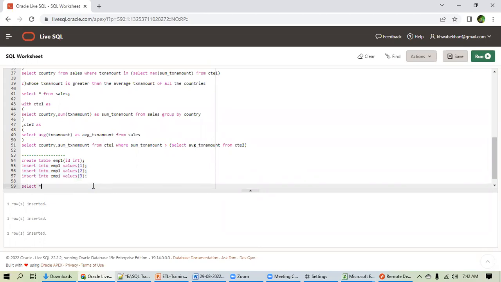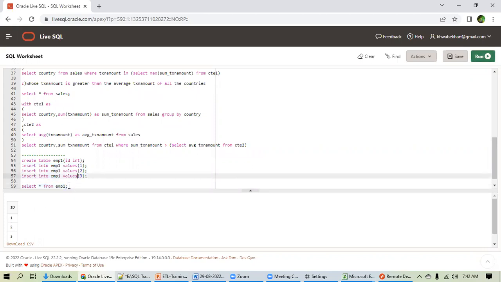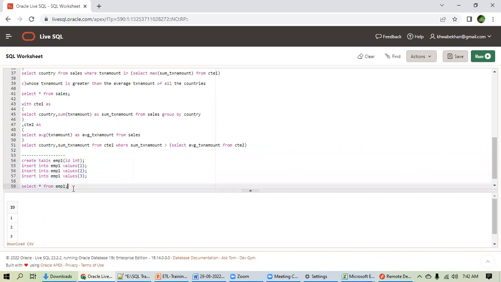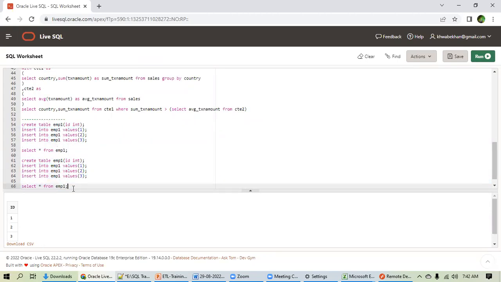I request you guys to go on it. Let's start with employee. So this is our employee one table. In this, I have values 1, 2, 3, very simple. Okay. And then I have another table, employee 2. Let me keep it very, very simple first of all.